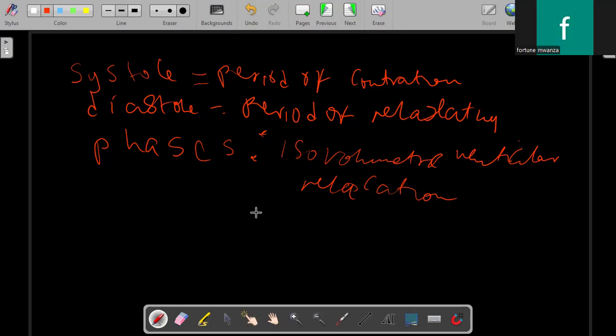So what do we have in this phase? In this phase, you have the intraventricular pressure. Remember, we had an increase in the ventricular pressure, which caused the semilunar valves to open in phase 4. Here, because of the blood which has been ejected to the aorta, that intraventricular pressure will drop. So there is a drop in intraventricular pressure.